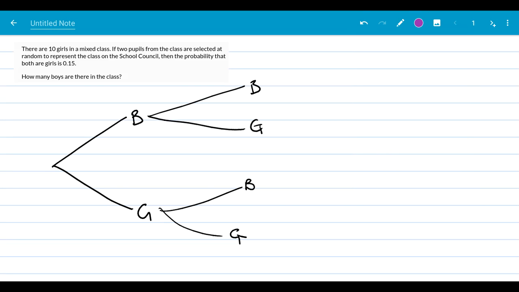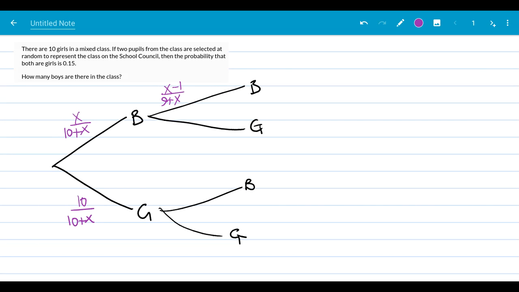So the first thing we do know is we've got 10 girls in total and some number of boys. Now the total number of people in this class is the 10 girls plus the X boys. That's 10 plus X, 10 plus X. And after we've chosen a boy, we've dropped down X minus 1 over. Now we've dropped down from 10 plus X to 9 plus X.